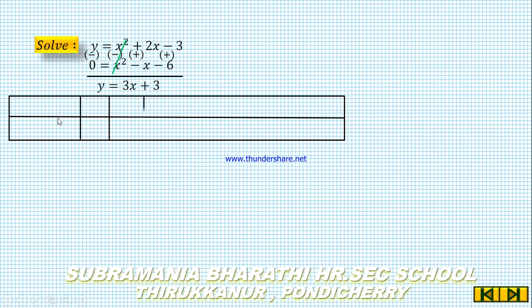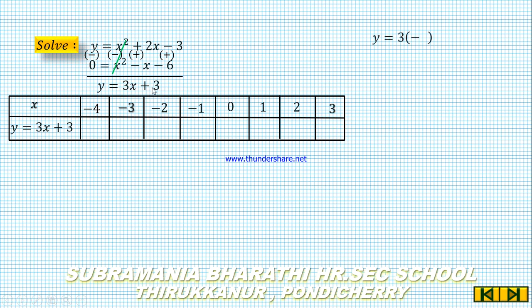This is the value of x. This is the column. Boxes are ready. Now, y is equal to 3x plus 3. Now we want to take the value of x as minus 4. You want to apply here 3 into minus 4 like this. Now minus 3, minus 2, minus 1, 0, 1, 2 and 3.